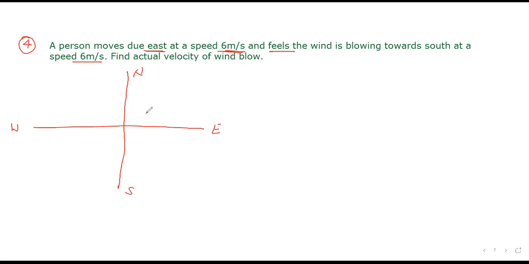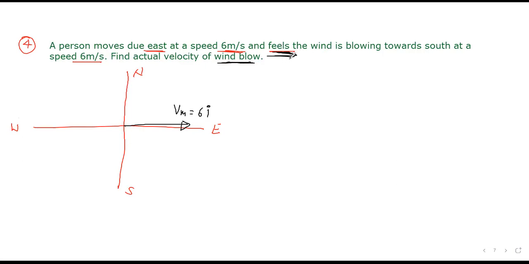The velocity of the man is given in this direction, V main. How much is given? 6. Let's write it in vector form, 6i. He is moving towards the positive x direction, okay? And what he feels is the relative velocity that is given, and they are asking for the actual velocity of the wind.